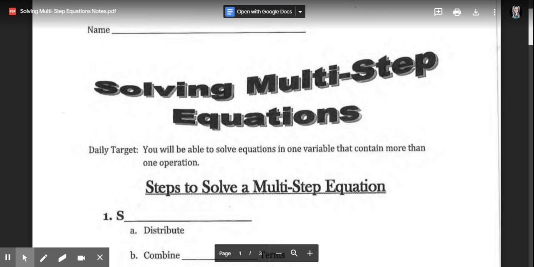Today's lesson is about solving multi-step equations. The target for this lesson is that you will be able to solve equations in one variable that contain more than one operation. So grab a sheet of paper and something to write with, and follow along with me as we go through these notes together.